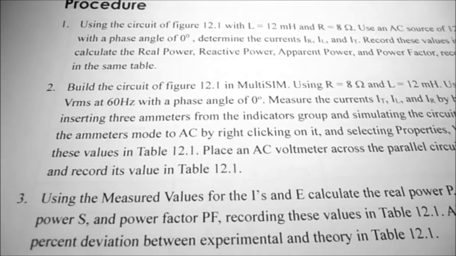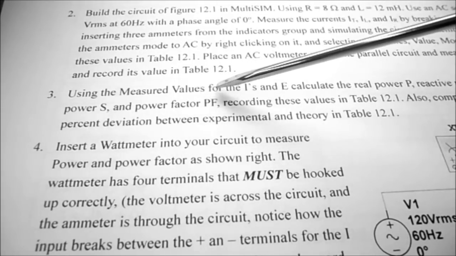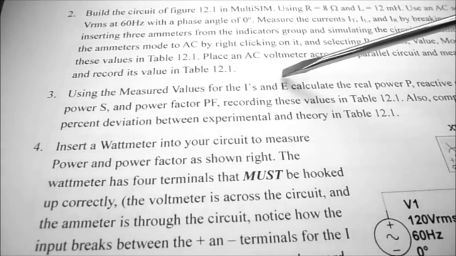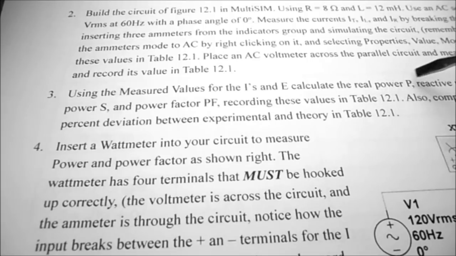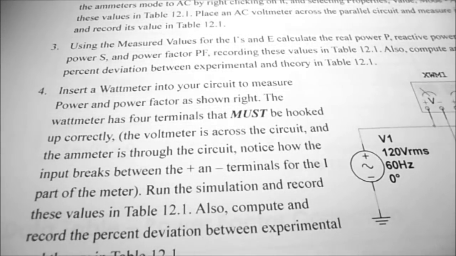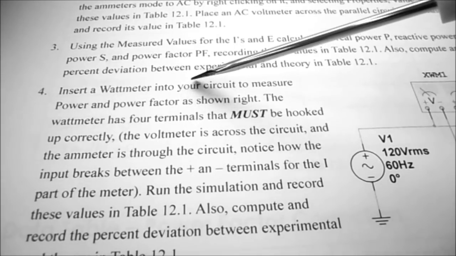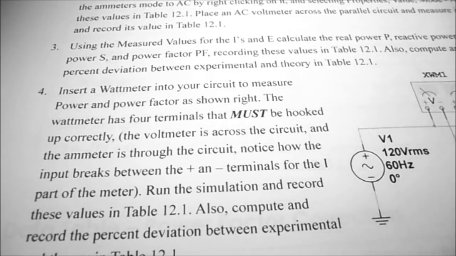table 12.1. Under procedure, step 3, we're to use the measured values for I and E to calculate the real power, reactive power, and apparent power and power factor. We're to record these values in table 12.1 and compute and record the percentage deviation between experimental and theory. Now under procedure, step 4, we're to insert a wattmeter into our circuit to measure the power and power factor.